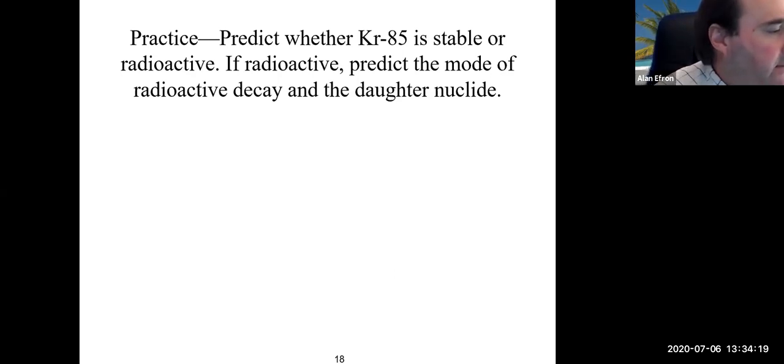We're picking up still in chapter 19, radioactivity and nuclear chemistry.